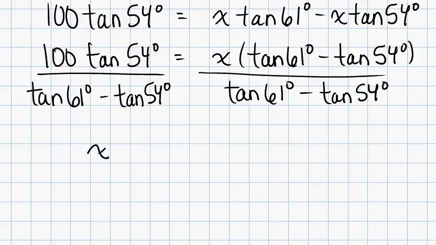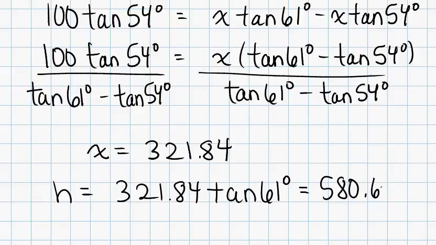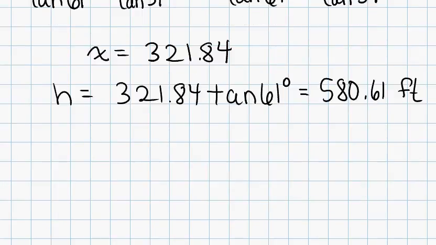And if you divide correctly, you should come up with x equaling 321.84, which you can plug back into either of your original two equations. So I'm going to go with h equals x times the tangent of 61 and get that we are 580.61 feet in the air. Later on, we'll get a better way to solve that problem with a different law, but at this point, all you know is SOHCAHTOA.